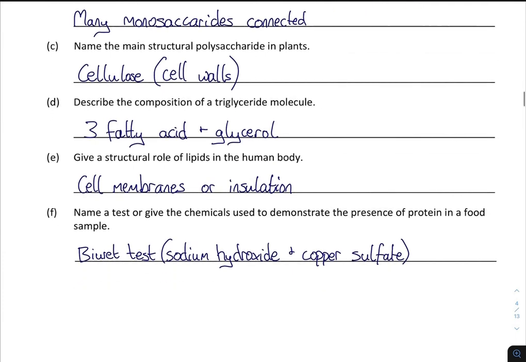And finally, name a test or give the chemicals used to demonstrate the presence of protein. Now, the Biuret test is what we would say, and if you don't want to do that and you want to write down the chemicals, you must refer to both chemicals. So that's sodium hydroxide, which is your base, and your copper sulfate. And the copper sulfate is why the colour is blue initially, and it'll go violet if protein is present.